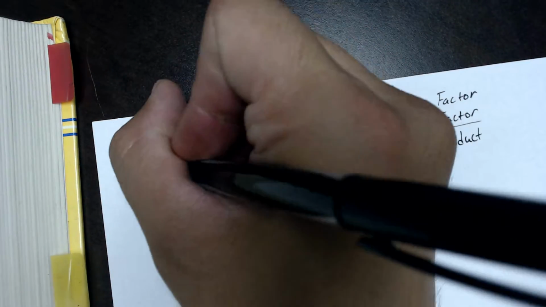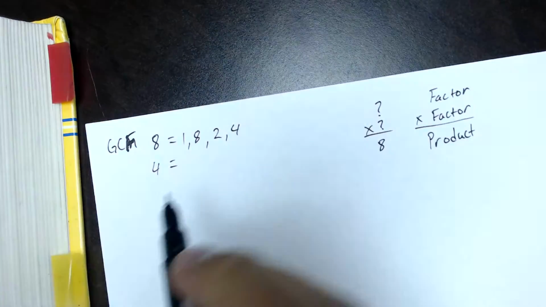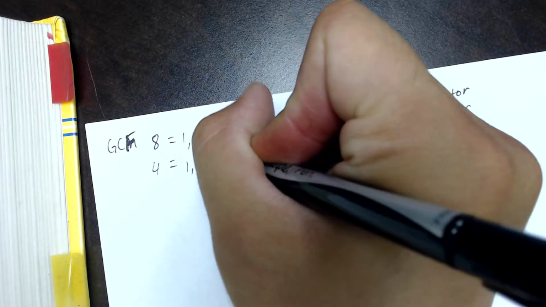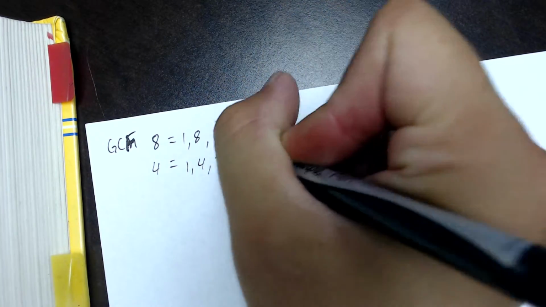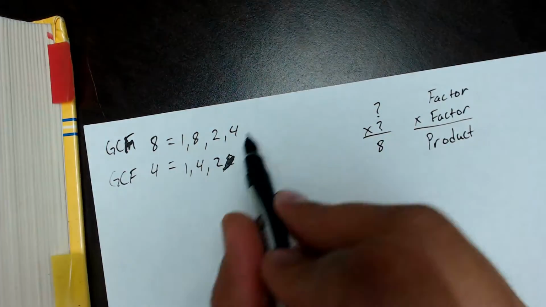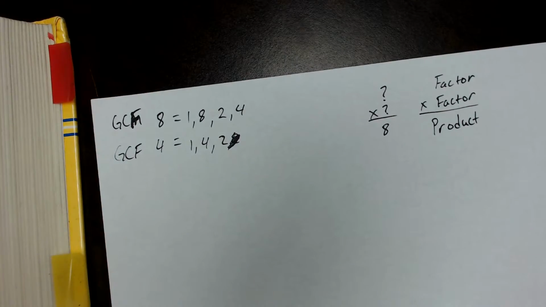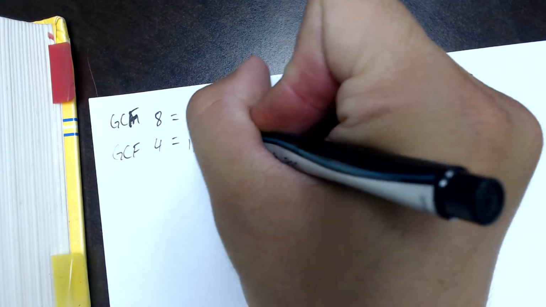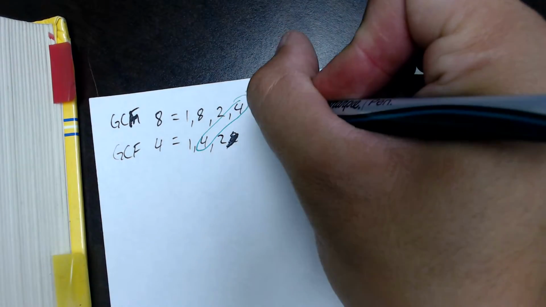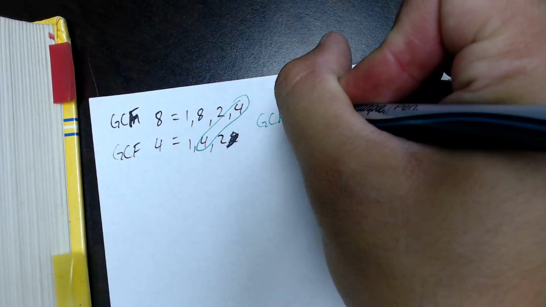So let's say we take the number 4, right? The factors of 4 are 1, 4, and 2. So if I were looking for the greatest common factor, I would see the common factor here is 4, right? They also have 2, but 2 is not the greatest one. So the greatest common factor, GCF, equals 4.